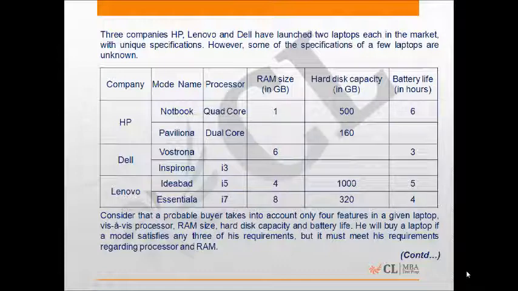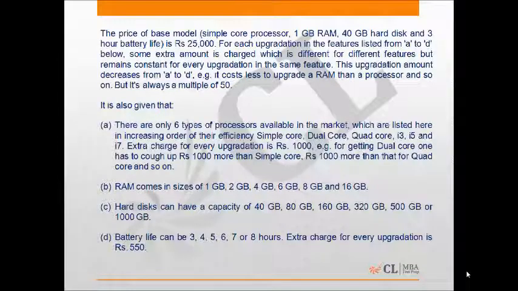He will buy a laptop if a model satisfies any three of his requirements, but it must meet his requirements regarding processor and RAM. Now, in this table, we are given a few of the specifications of the six models and few are unknown. It is also given that the price of the base model, that is the simplest model, simple core processor with 1 GB RAM, 40 GB hard disk and a 3-hour battery life is rupees 25,000.